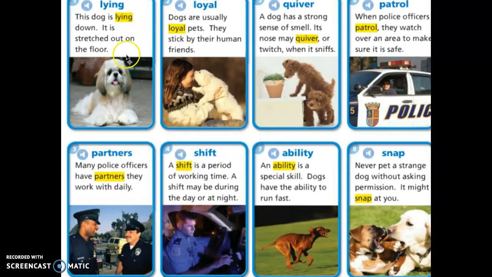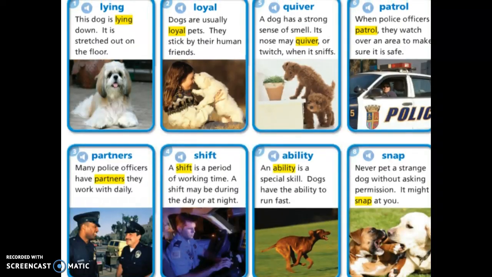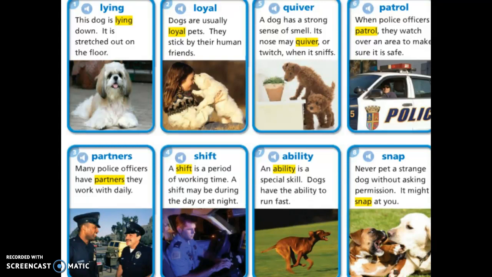Okay guys, let's get to know our vocabulary for the week. We're going to use context clues as we read to try to guess the meaning of our word, and then we'll actually check the definition with our word list that you guys will be working on throughout the week. Our first word is lying. This dog is lying down. It is stretched out on the floor.